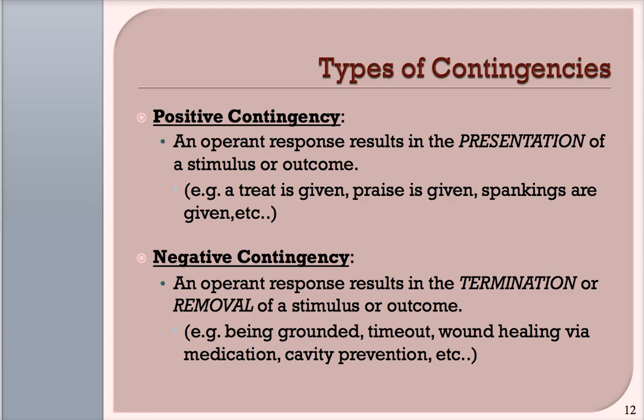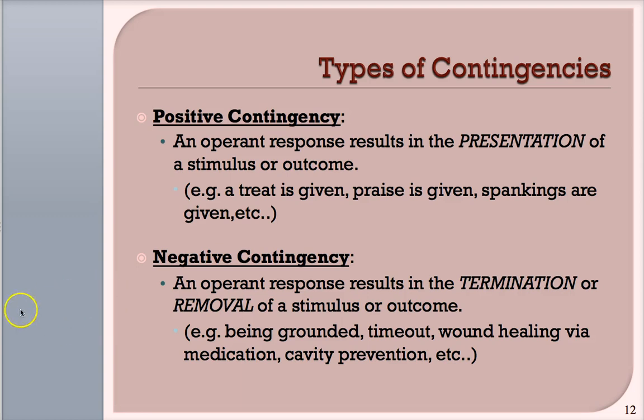All right, now, the other dimension that we're talking about is the type of contingency used. In a positive contingency, the operant behavior, whatever it is, the response results or produces the presentation of that stimulus or that outcome. So you would be given something. You can give treats, you can give praise, but you can also give spankings and reprimands. But the important point is that the stimulus is presented. And it's called a positive contingency. You can think of it kind of like a positive correlation. So you do the behavior, you're presented with the outcome.